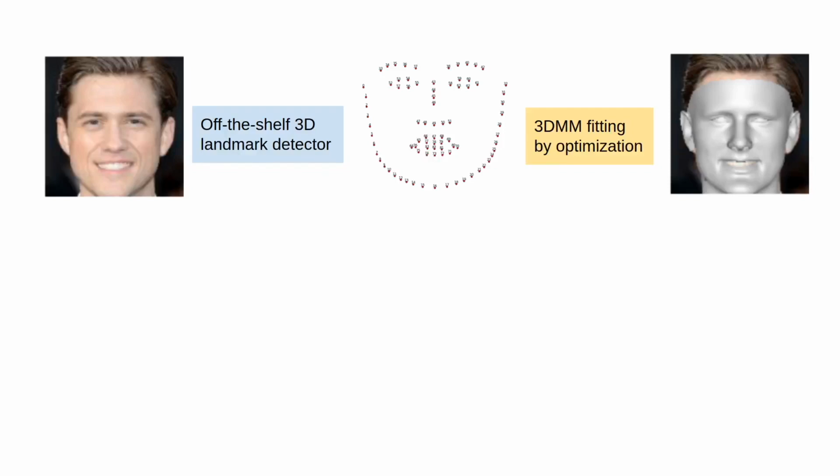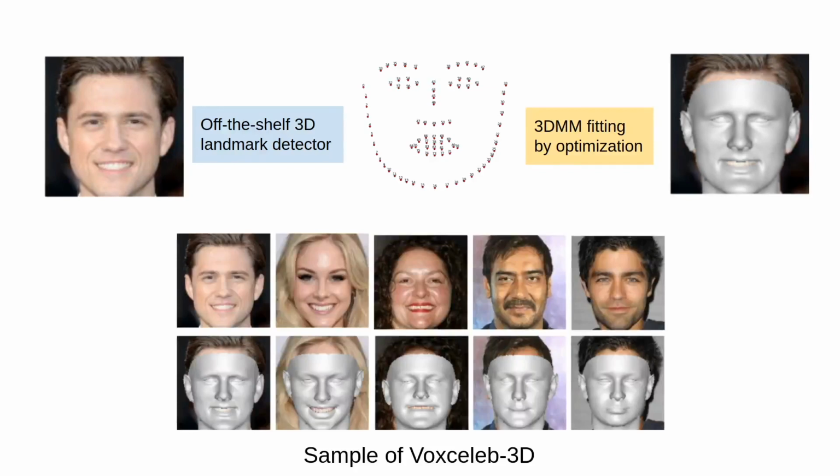For an in-the-wild face image, we first use an off-the-shelf 3D facial landmark detector. Then we use 3DMM optimization to reconstruct the face mesh. Finally, we build a dataset, Voxceleb 3D, that contains voice and 3D mesh pairs to facilitate the study.